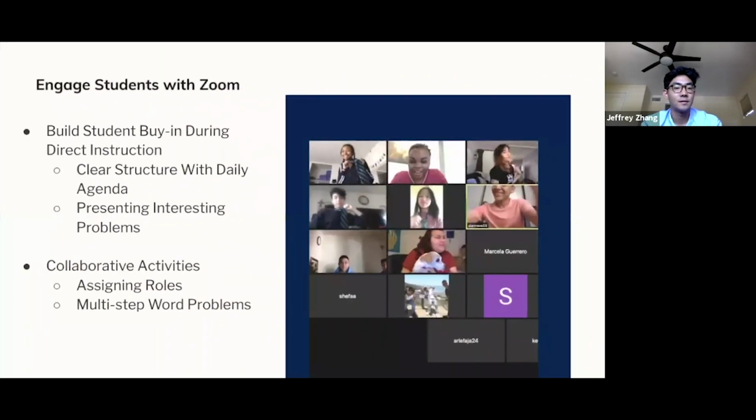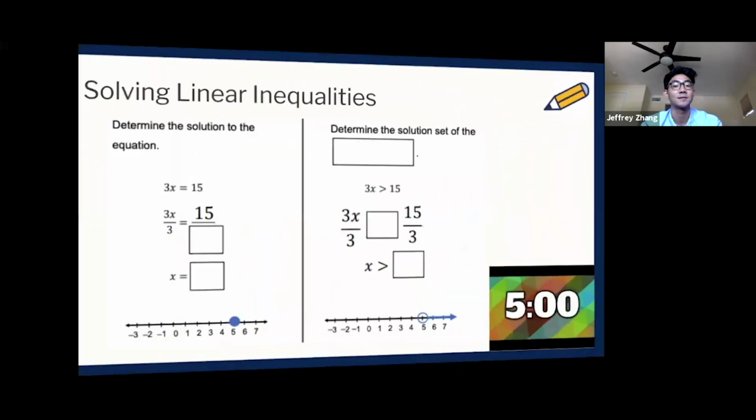And then we also really make sure to build student buy-in because that has been really important, especially in an online environment. So first establishing a clear structure with a daily agenda, and then presenting interesting problems that students really want to think about and solve. And then through all of that, building in collaborative activities so that students can still work together in this time. Some of the keys there are assigning roles so that all students have ownership going into those collaborative activities, and then providing word problems and multi-step challenges where they really have to think things through.